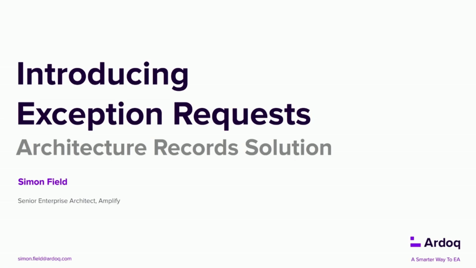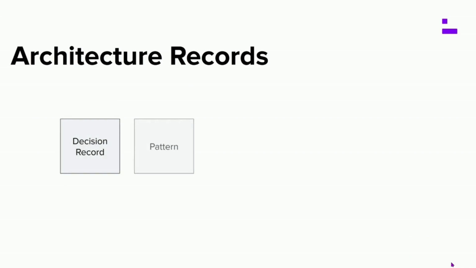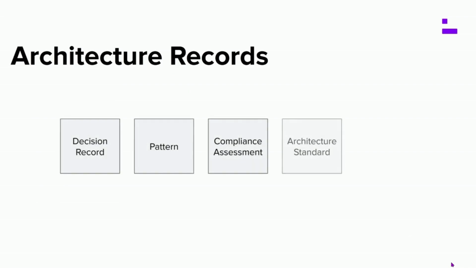An exception request is one of the 5 record types covered by our architecture records solution, the others being patterns, architecture decision records, compliance assessments, and architecture standards. If you've recorded your approved standards in Ardoq using the architecture standard component type, you are probably wrestling with the problem of how to deal with requests to bypass your adopted standards.